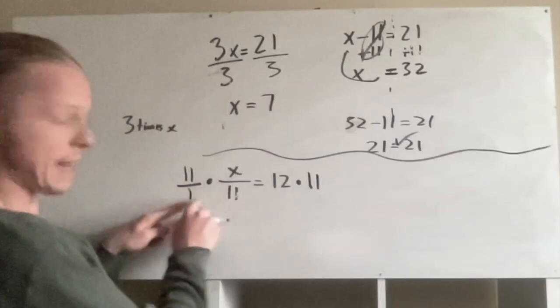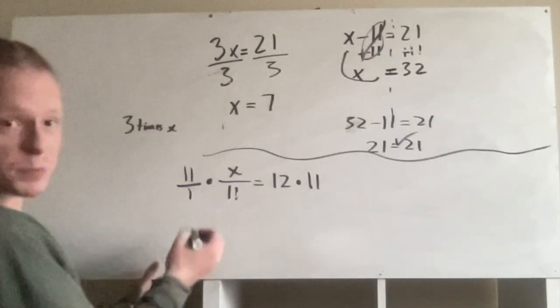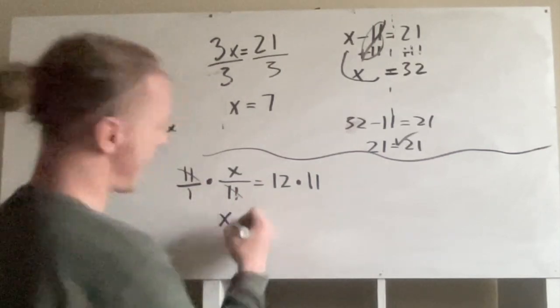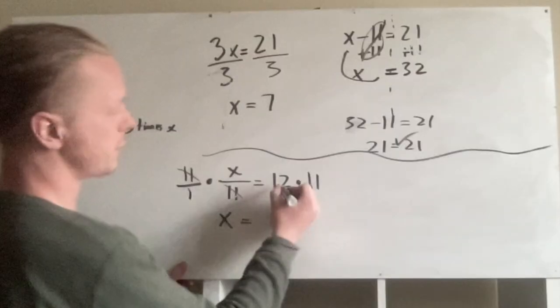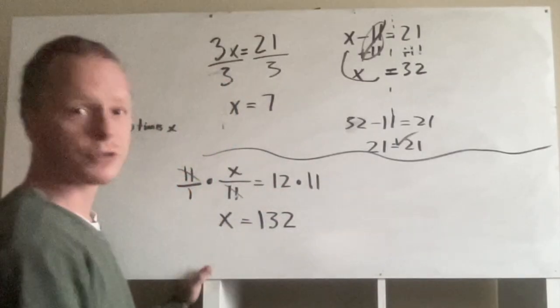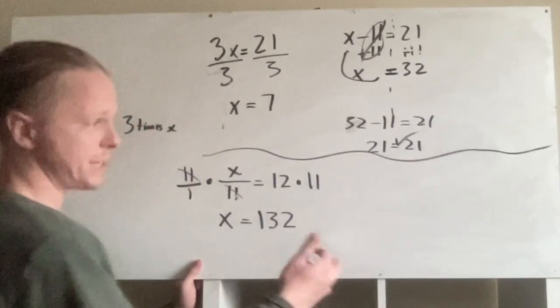Okay, see, I'm doing the same thing on both sides of my equation. Now remember, with multiplying fractions, these cancel out. So we're just left with x. And 12 times 11 is 132.